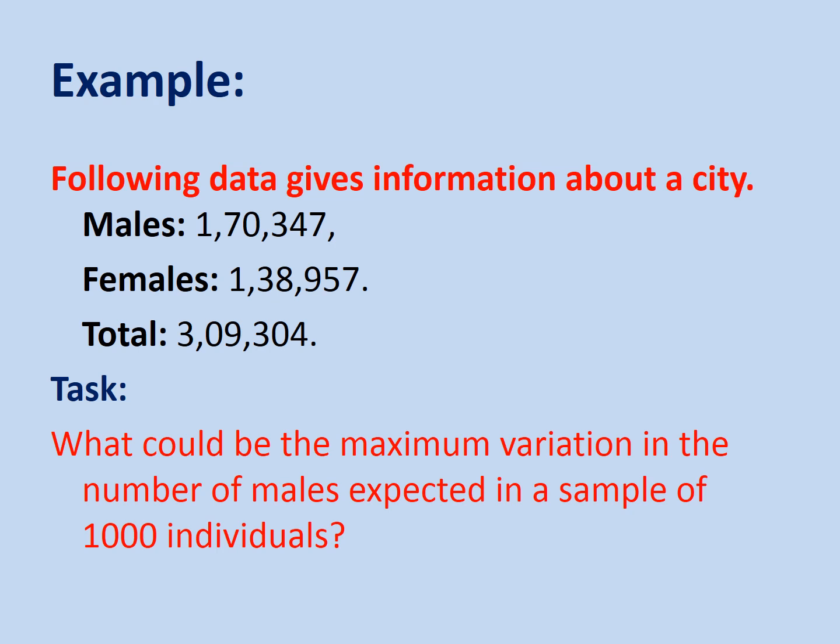So they have given you the data about the city, and now they have asked you to calculate, if you have selected a sample of 1000 individuals from the city given in the example, what will be the sampling variation in measuring the males. That is your task. So let's see how to calculate this.